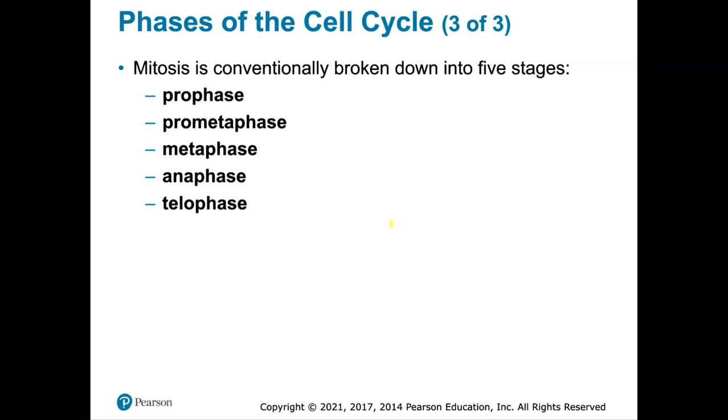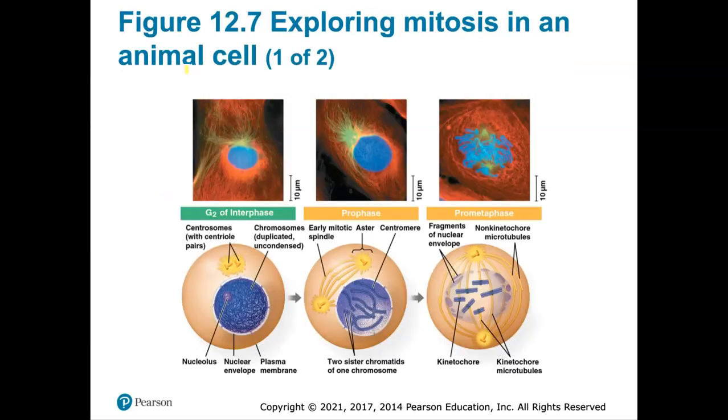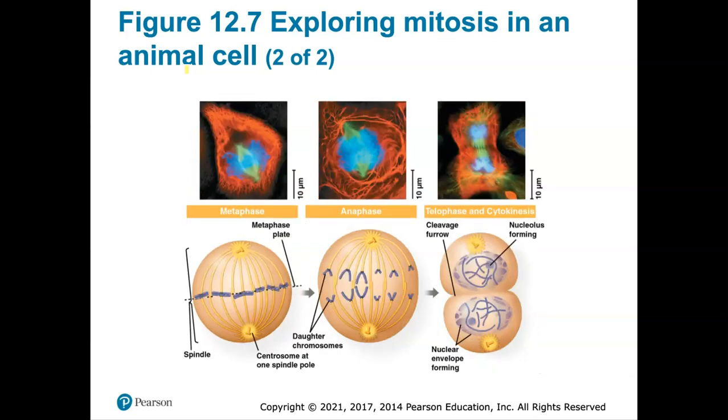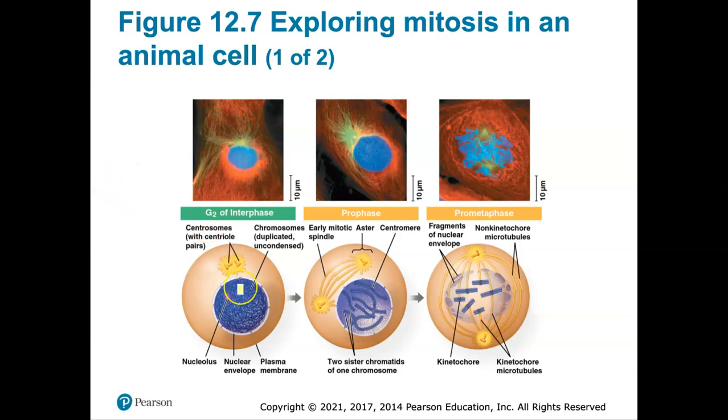All right, your 5 stages of mitosis are prophase, prometaphase, metaphase, anaphase, and telophase. And some people say telophase. I don't. I say telophase. So mitosis has 5 stages. And these pictures are hard to see; I like the illustrations a little bit better.